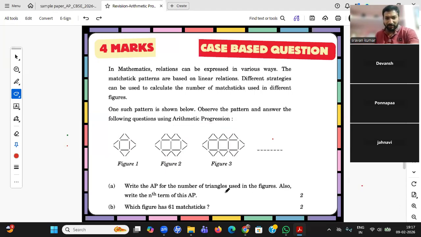Write the AP for the number of triangles used in the figures, also write the nth term of the AP. So he is clearly expressing the same terminology. So he's asking to write the number of triangles.